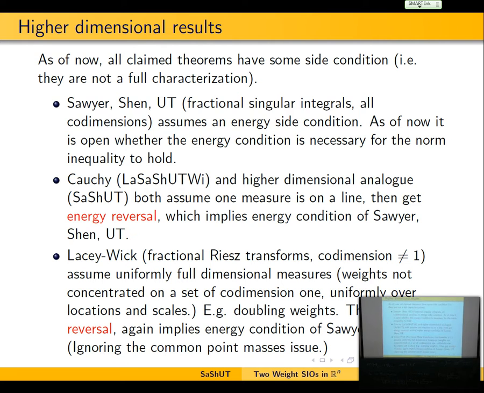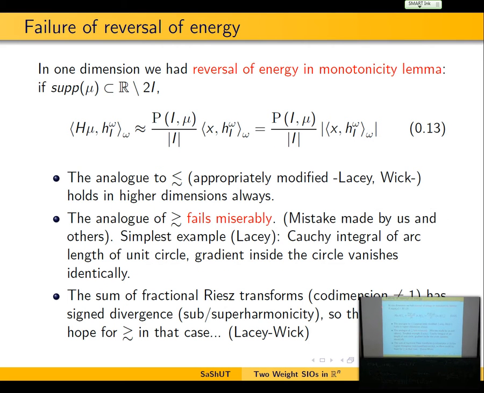So what is this energy reversal thing? Let's go back to one dimension. We have an interval I, and a measure supported far away from I. You do the Hilbert transform against a Haar function supported on I. So morally, you should think of this as the derivative. And that's sort of the key intuition.